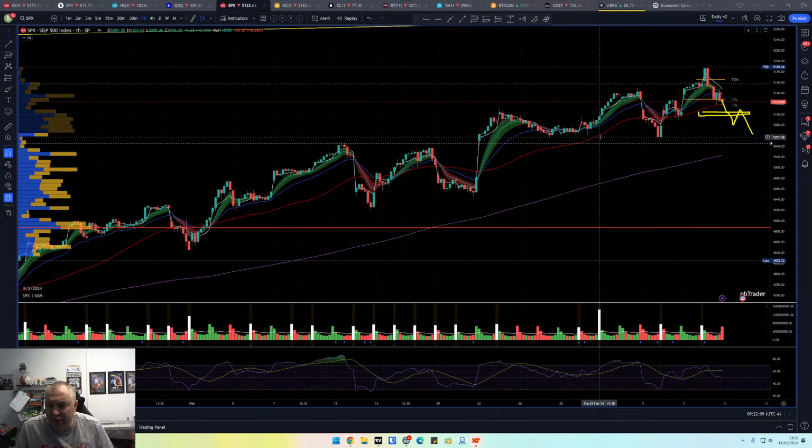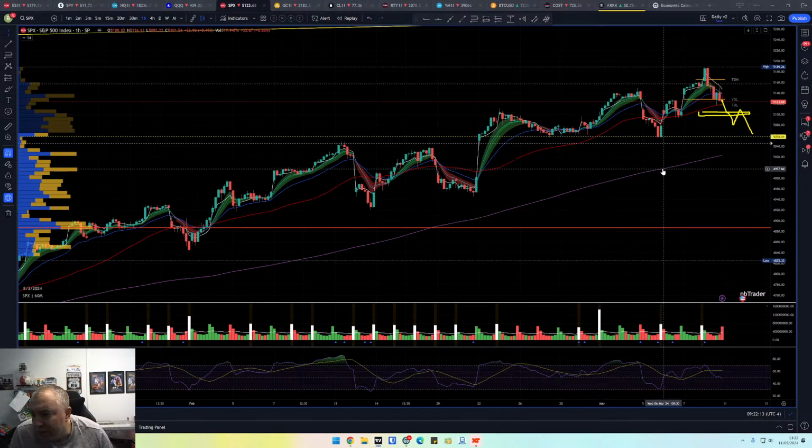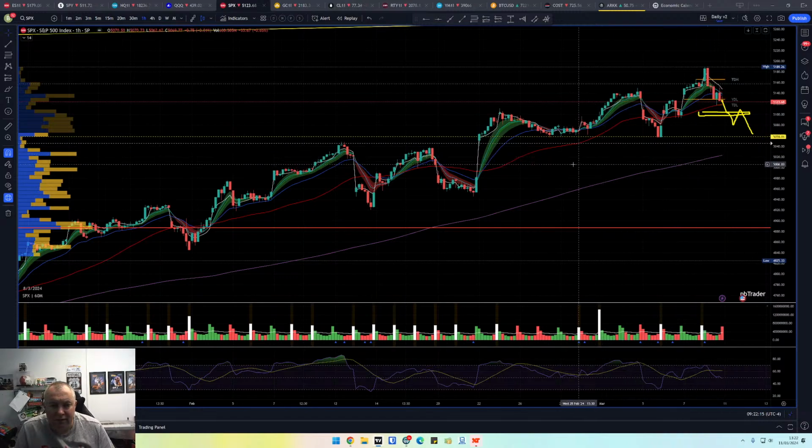We've got a bounce area down here. Quite like that area for a bounce. So keep an eye on 50, 58, and then if we get further down, we kind of got the top of this gap before we have this gap fill. So 5,000 is key number.